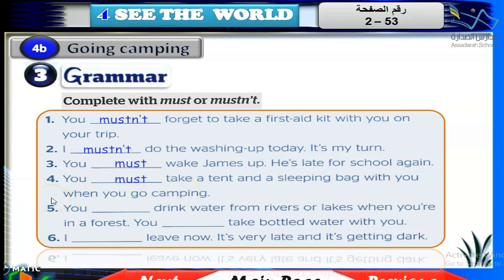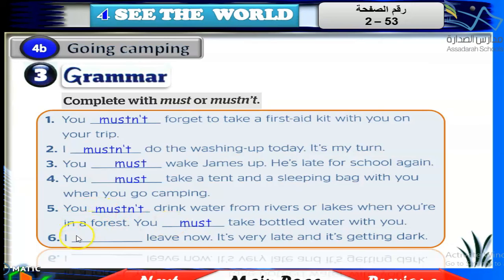Sentence number 5. You blank drink water from rivers or lakes when you are in a forest. You blank take bottled water with you. Number 1: you mustn't drink water from rivers or lakes when you are in a forest. Yes, you must take bottled water with you.